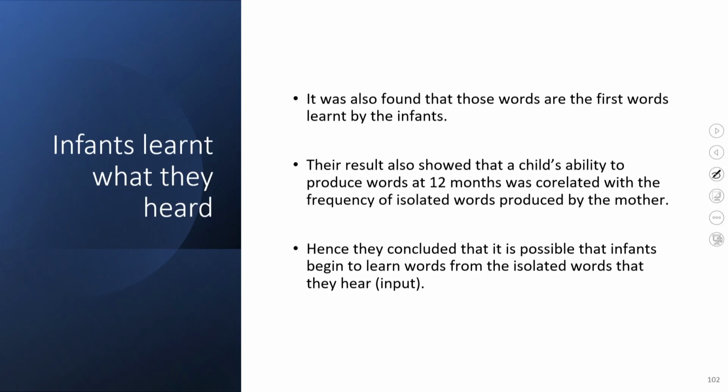It was also found that those words were the first words learnt by the infants. So, when they compared this with the speech production by the infants, they found that there was a strong correlation between the words that they produced and the isolated words that they heard in the first stage of life. This result showed that a child's ability to produce words at 12 months was correlated with the frequency of isolated words produced by the mother.